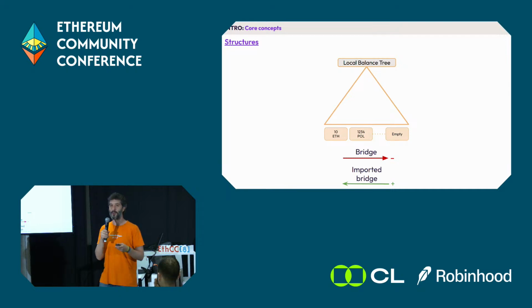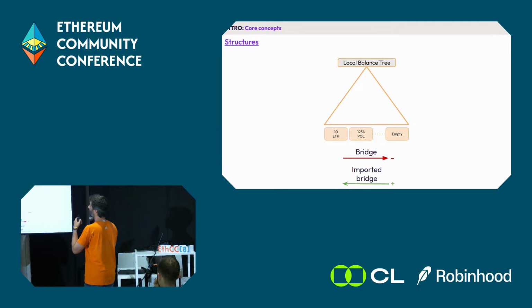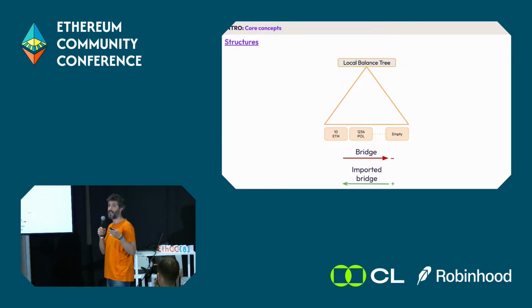Usually, in the zero-knowledge ecosystem, we use a Merkle tree. This tree, we call it the local balance tree, and this local balance tree is basically a ledger, so it tracks all the token balances that the chain has. And as I mentioned, every time that there is a bridge, there is some subtraction of tokens on this ledger. And every time that there is an imported bridge, there is some addition inside this local balance tree.